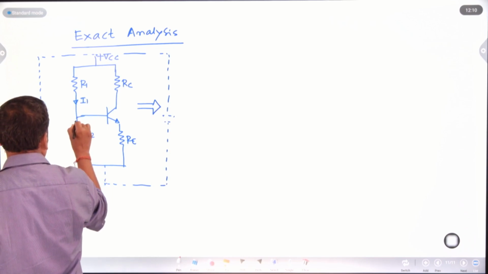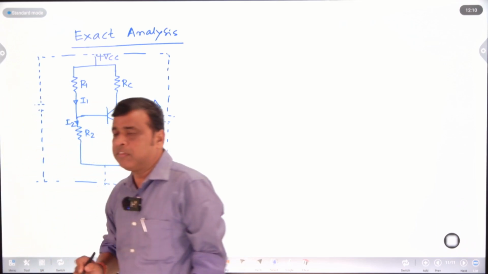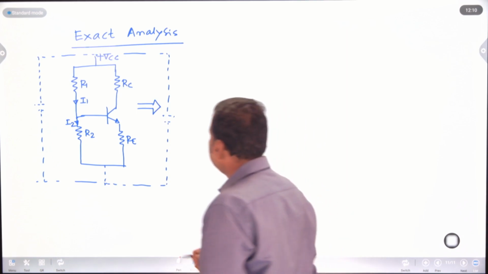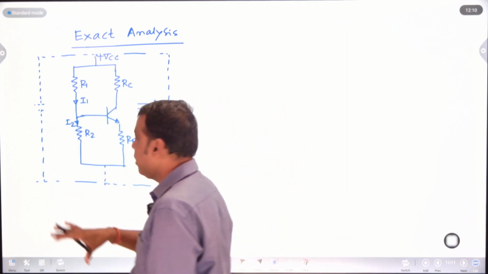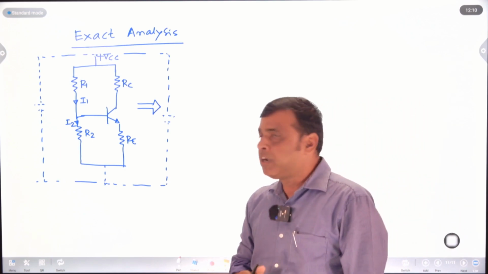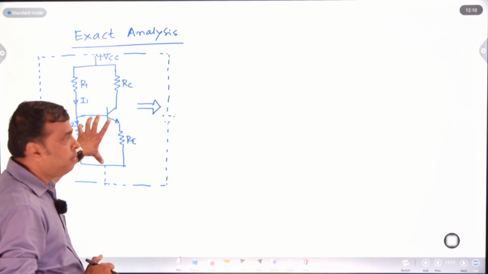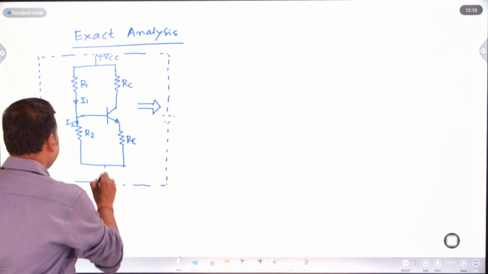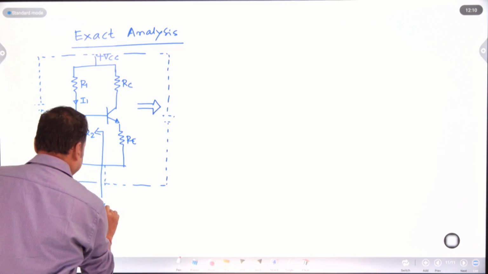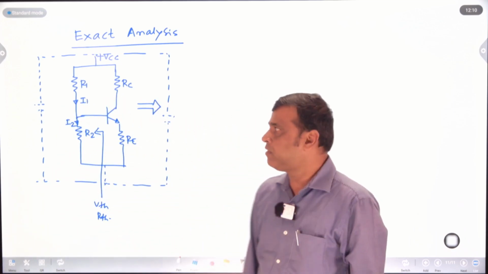and this is your IB. In exact analysis, we cannot neglect the base current IB, so the Thevenin's equivalent circuit we have to put in case of voltage divider biasing. What is my input voltage here? What is my equivalent resistance? That is your VTH and RTH, Thevenin's voltage and Thevenin's resistance.